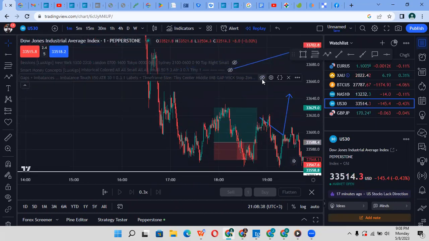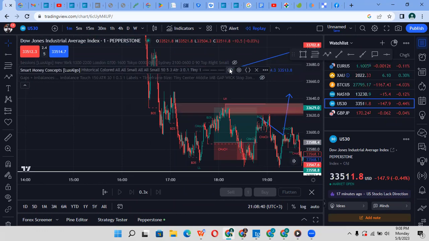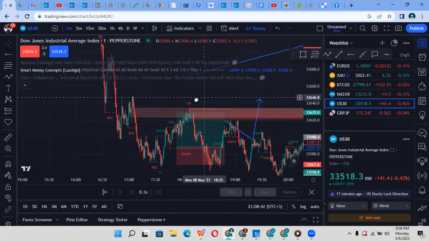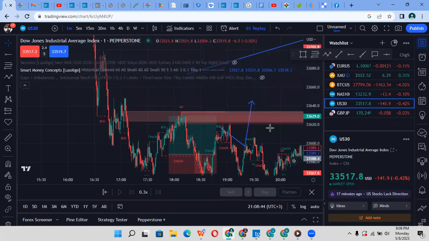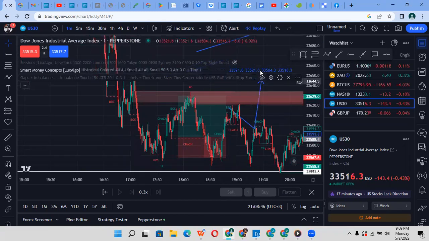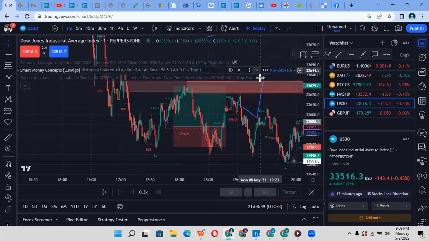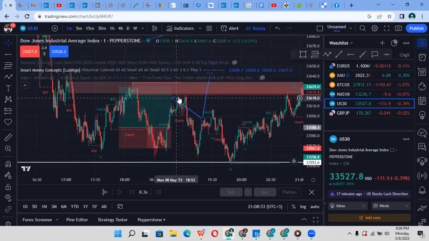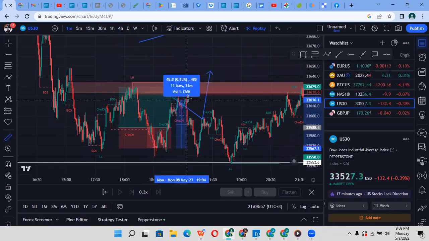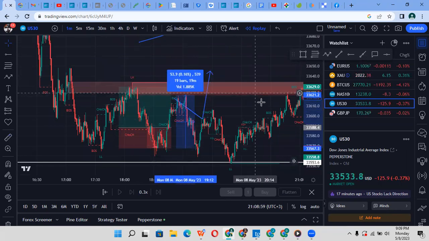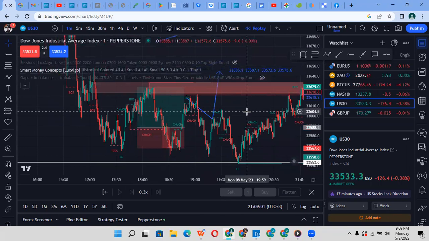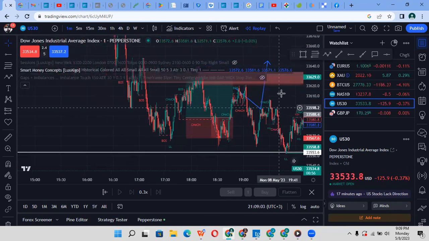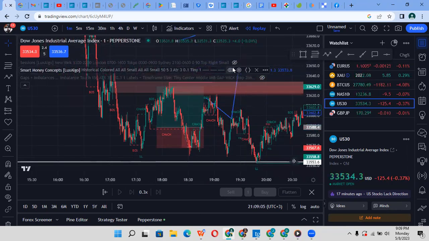So US30, it hit our stop loss. Okay, so why did it hit our stop loss? Sometimes the market plays the way it plays. So you can see it actually hit our stop loss and hit our take profit. Interesting. 53 pips. Okay. So here's what I was looking for.